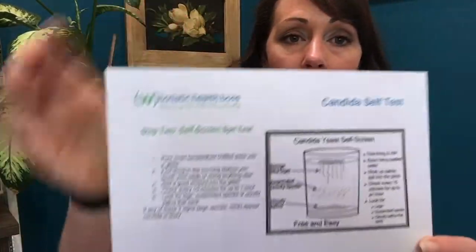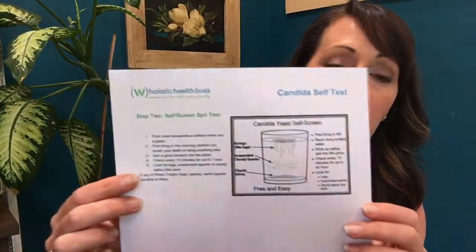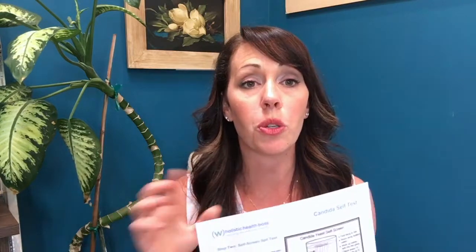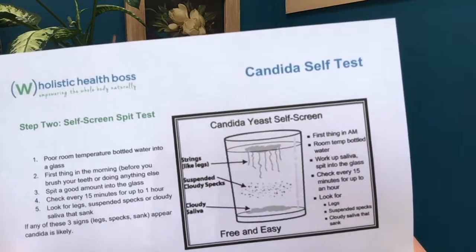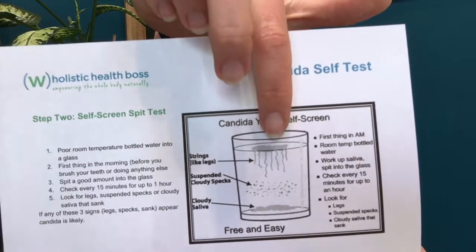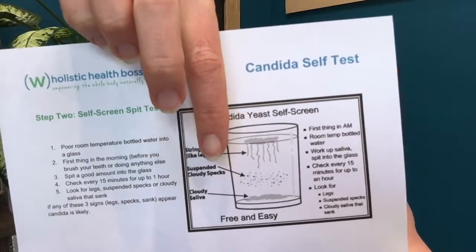So this is called the Candida spit test here. And basically what you're gonna do is you need a room temperature bottle of water and a regular drinking glass, and you wanna do this test first thing in the morning before you get up and right when you get up and before you brush your teeth. So what you're gonna do is you're gonna pour the room temperature bottle of water into that glass, then you're gonna work up a lot of saliva in your mouth and you're gonna spit into the water in the glass. And then this image is gonna show you what exactly it is that you're looking for. So this is our cup here. And then here's the things that you want to be looking for.